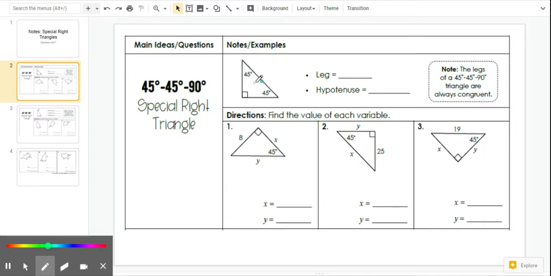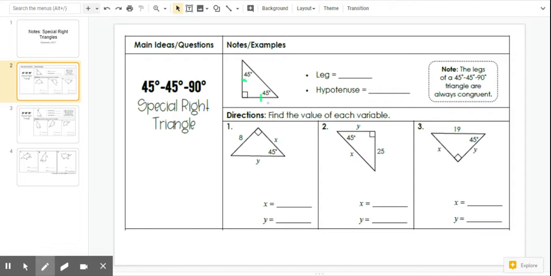So this is what it looks like. You've got 45 degrees, and then of course 90 degrees because it's a right triangle. You can see that these two legs look the same, and that's actually completely true. They are the same. This is an isosceles triangle, so you could also call this an isosceles right triangle. It's the same exact thing as a 45, 45, 90 triangle. Remember, isosceles means you have two of the same sides.